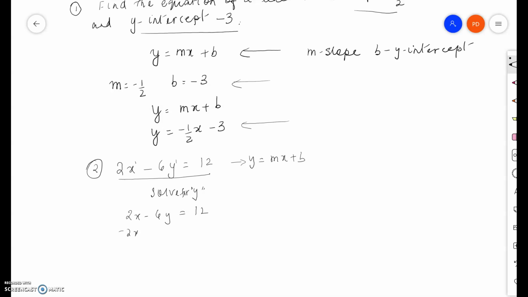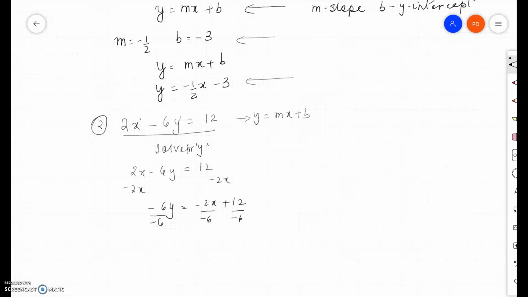We subtract 2x from both sides, so we get -6y equals -2x plus 12. For -6y, we need to get rid of -6, which means we divide both sides by -6. So we get y equals positive 1/3 x minus 2.